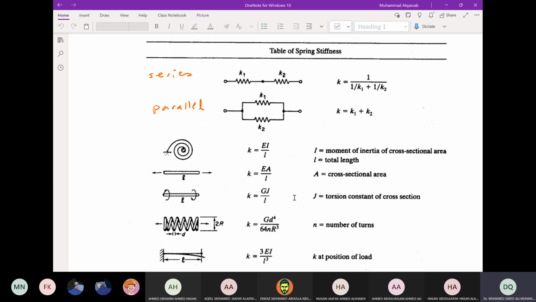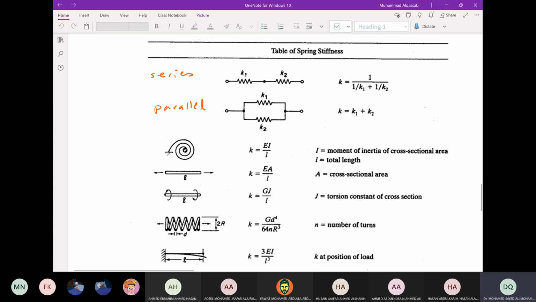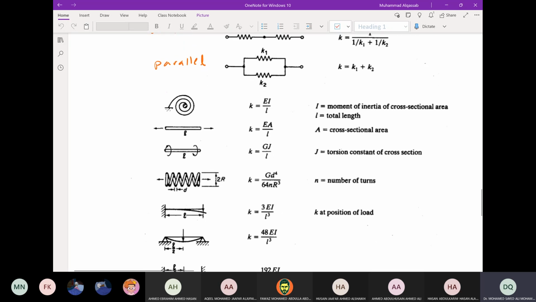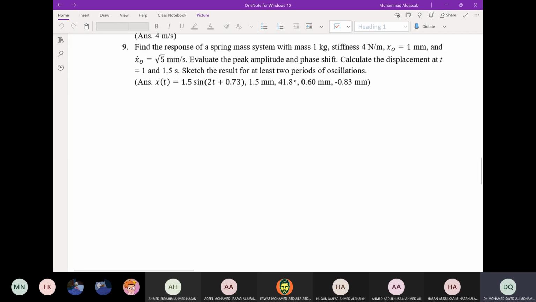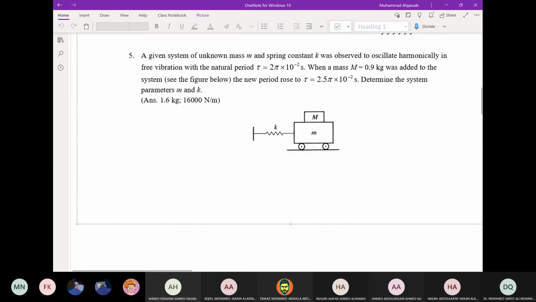If you have rods or beams, some of the things we have here maybe we didn't reach, like the torsion of shaft, which is shown here above the helical spring. Okay, so let's see the tutorial from the beginning.